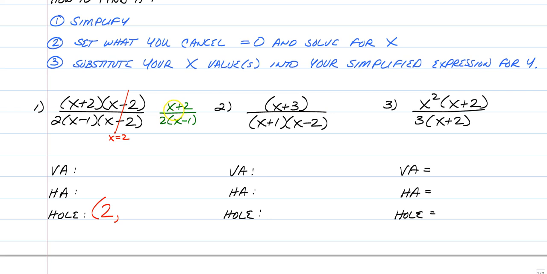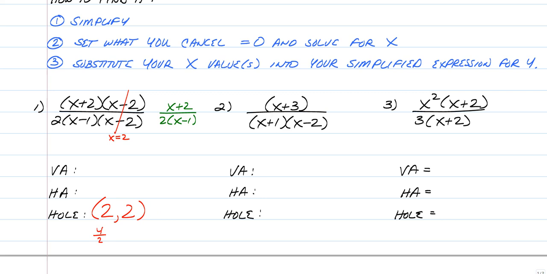And that would give us (2 plus 2) is 4 over 2 times (2 minus 1). So 2 minus 1 is 1, times 2 is 2. That would simplify to 2. So we're going to have a hole at (2, 2).